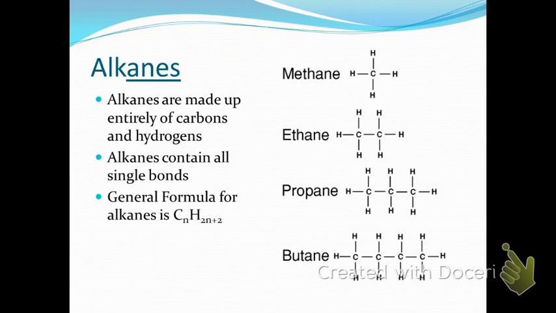Alkanes are made up entirely of carbons and hydrogens. If you look at all 3 pictures, you'll notice that they all contain single bonds. To know the formula for an alkane, you need to know that it's CnH2n plus 2. So for example, propane. Prop means 3. That means there's 3 carbons, and if you plug that 3 into the formula, you end up with H8. So propane is C3H8.